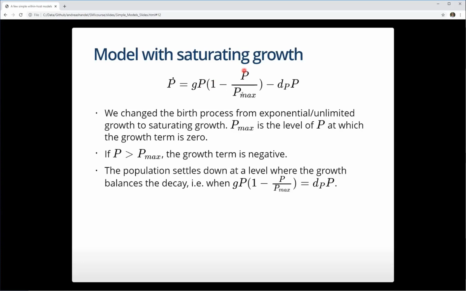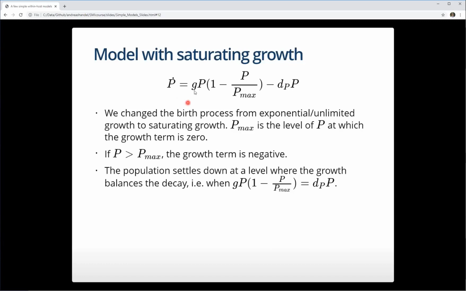But now as P approaches P max, this term goes close to 1. So we have 1 minus something that's almost 1. So that whole growth term here is being reduced and slows down. And if P is exactly P max, then this whole growth term is 0. So this way we can slow down the growth in our model when P reaches some level. If P starts out greater than P max, then we actually get decline. This term is then negative in the back here, in the front, and of course this one too, and we decline.